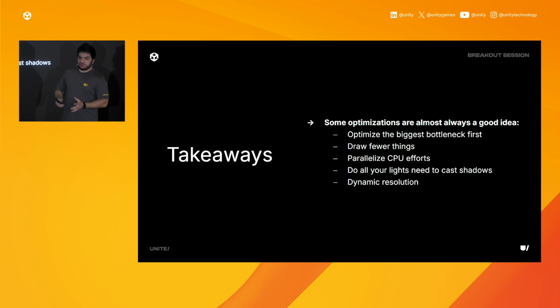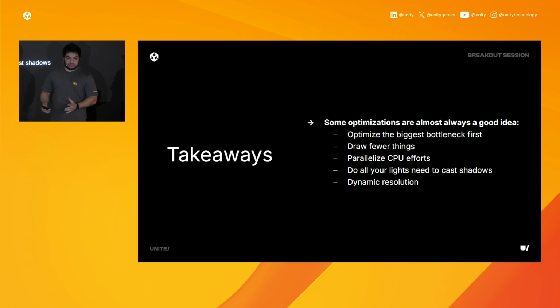Another one is to just try to draw fewer things, right? Whether that's making sure you have a culling or occlusion system that just eliminates renderers from even showing up to the camera, or that you implement solutions such as LODs or HLODs to just reduce what the camera sees. Another one is to distribute the CPU efforts on multiple cores, so you could take advantage of jobs and the burst compiler to do that.